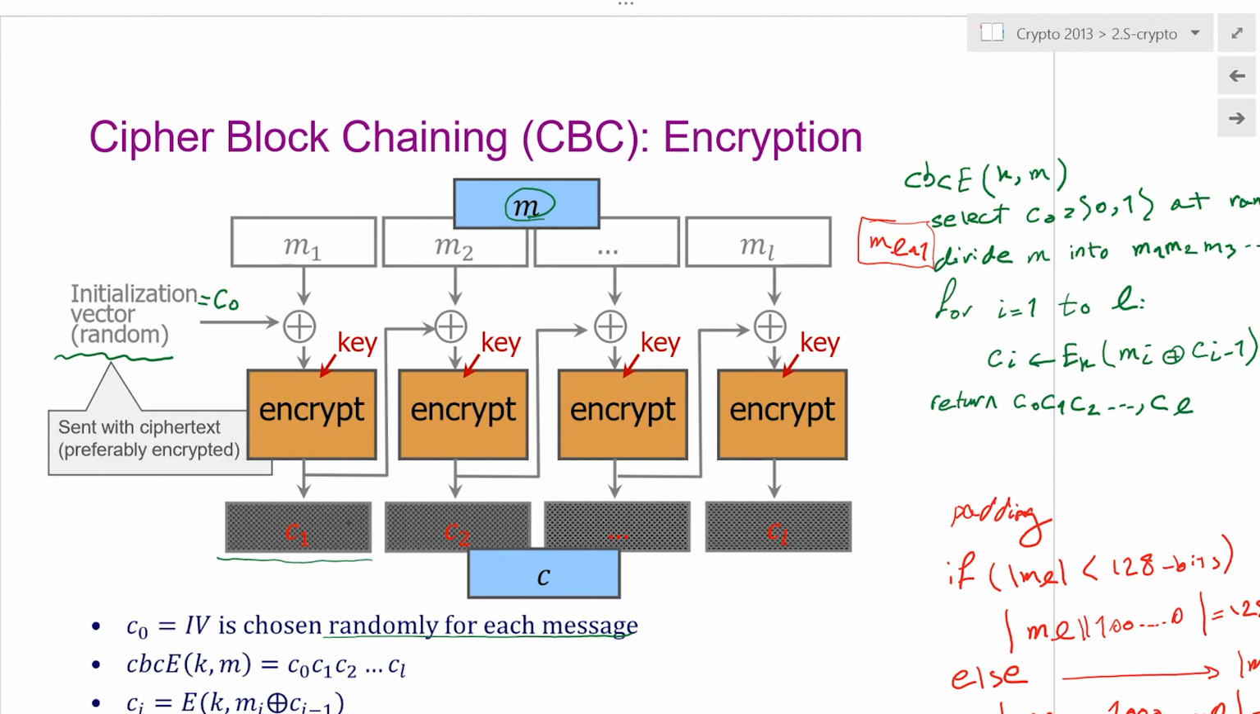So it would really hide the message. C1 looks like some random bits, and we use that randomness to XOR this M2. That would basically destroy the relationship that M1 and M2 had together. And then C2 would become completely different from C1, right? Do you guys see that? This chaining effect, starting with some initial random value over here, would really correct that issue that we had.